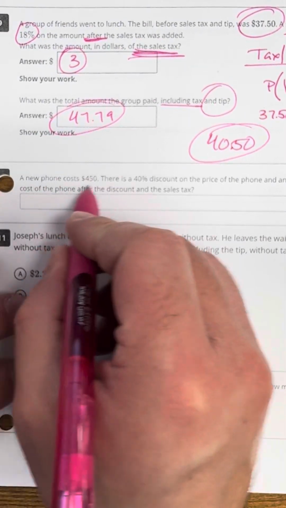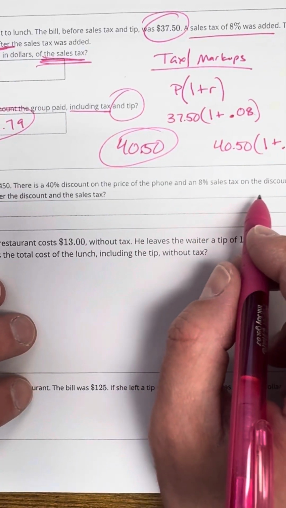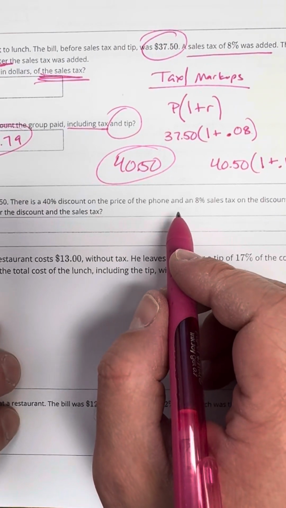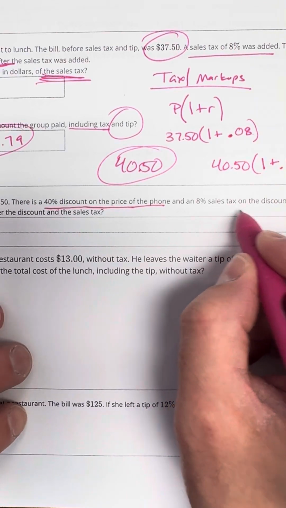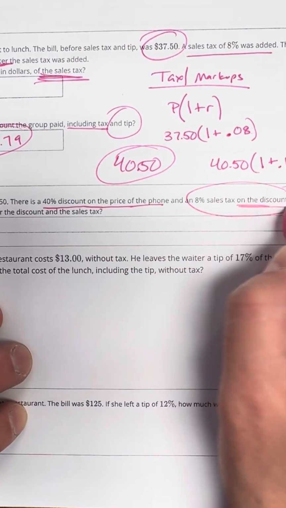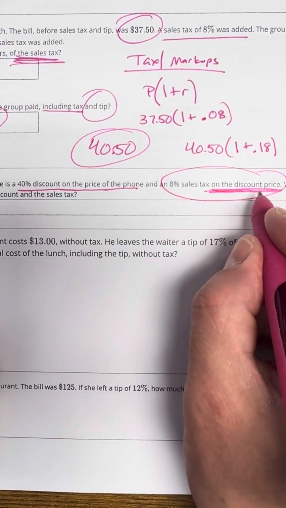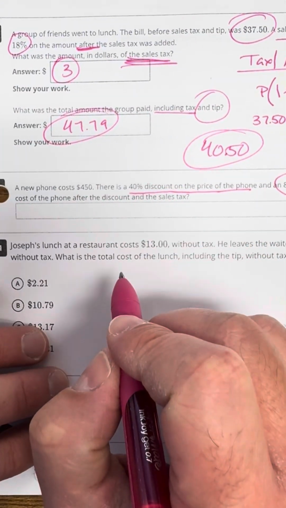Okay. A new phone costs $450. There's a 40% discount on the price of the phone and an 8% sales tax on the discounted price. What is the final cost of the phone? Okay, now this one's a little bit weird. It says there's a 40% discount on the price of the phone and then 8% sales tax on the discount price. So we got to apply the discount first in this particular problem.